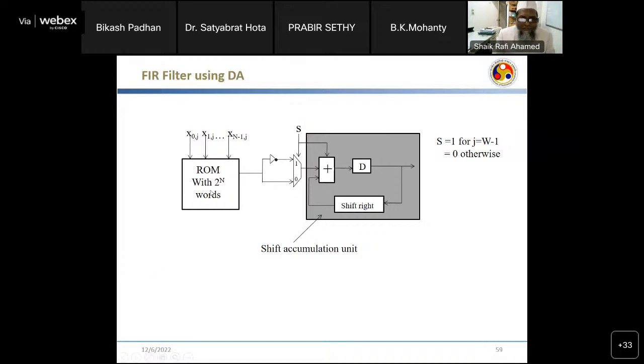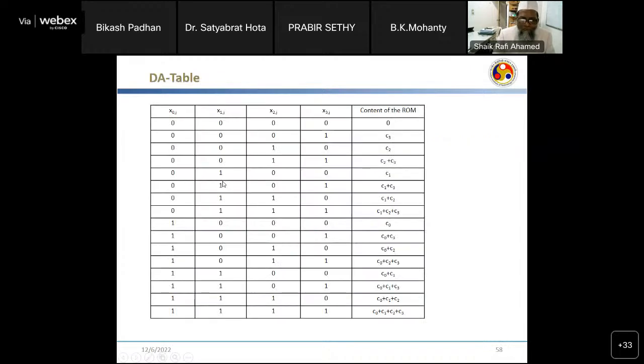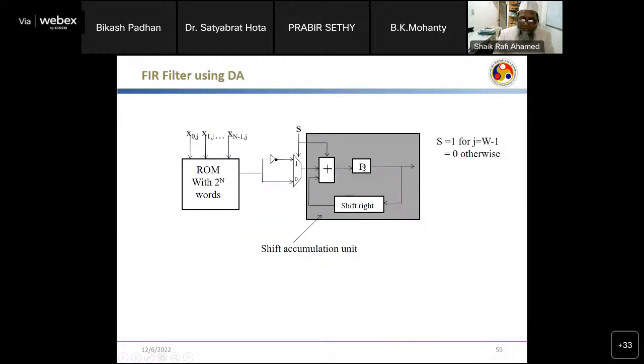So this ROM is the contents, actually the ROM size. Here in total we require 2 raised to the power of n. In case of 4 bits, we have a total of 16 locations. In general, if you have n bits, 2 raised to the power of n locations. Okay. So one of the drawbacks of this type of realization is the ROM access time.